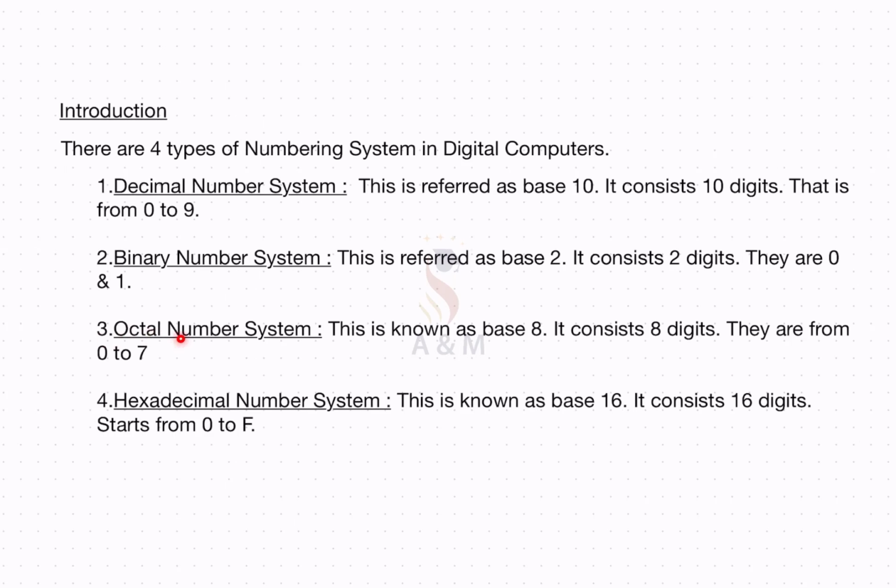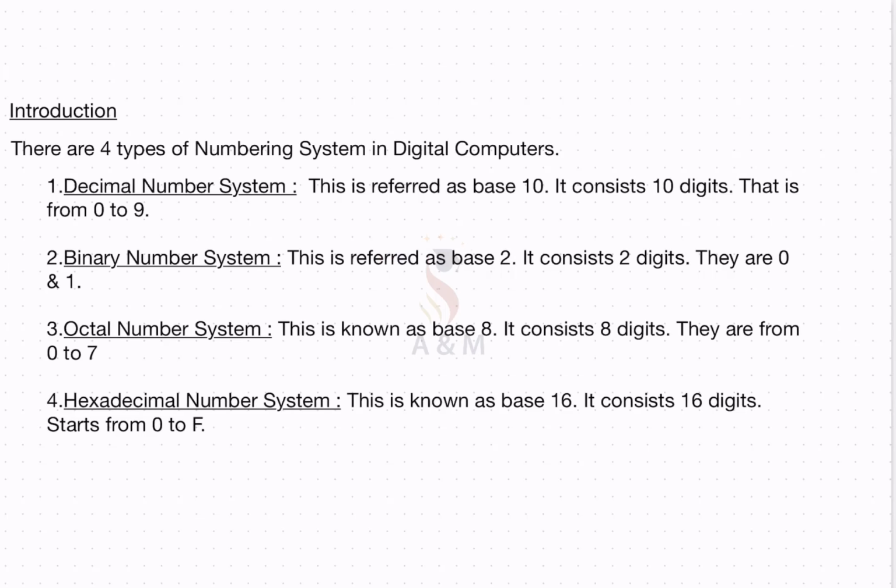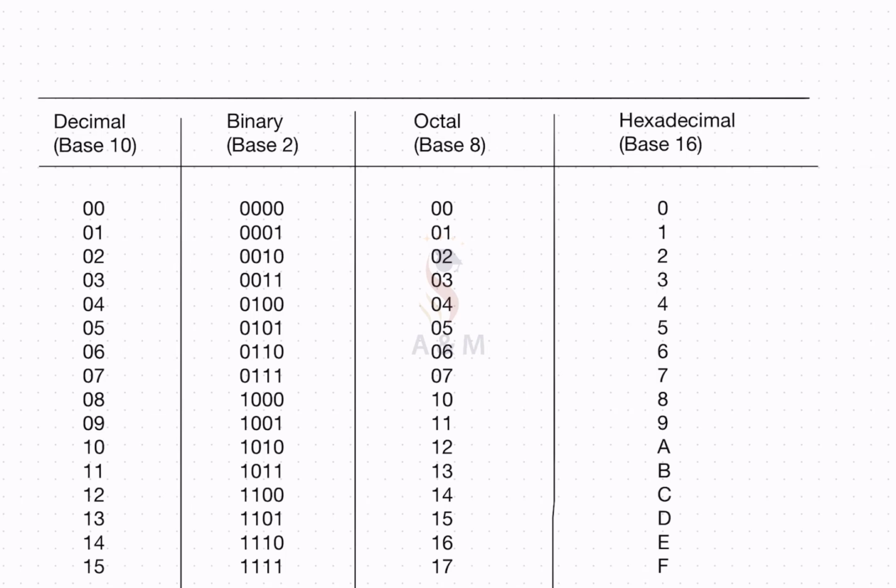Third one, octal number system. This is known as base 8. It contains 8 digits. They are from 0 to 7. In this table, the column octal represents the octal numbering system, which starts from 0 and ends with 7. When it comes to the higher position, like the decimal 8, it is represented with the combination of 1 and 0.